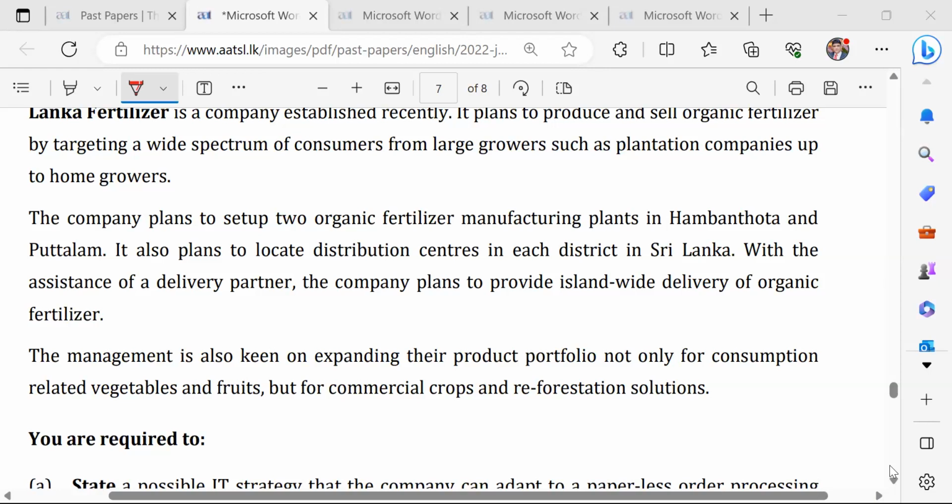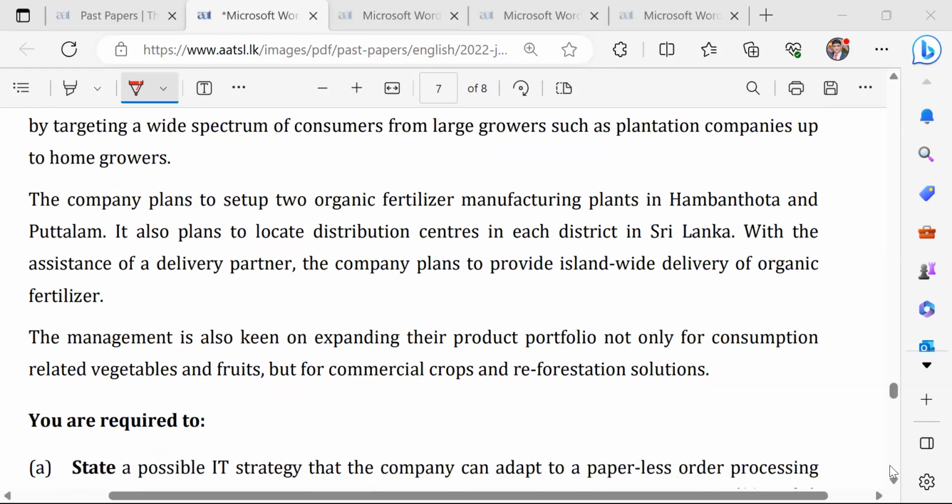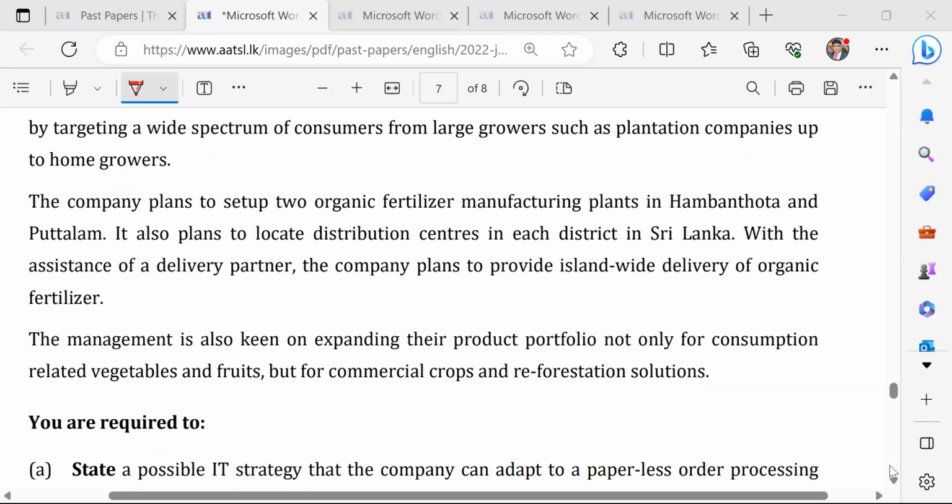With the assistance of a delivery partner, that means they are taking the service from BPO to a delivery partner. The company has to provide island-wide delivery of organic fertilizer. That means they are not going to do that themselves, they are going to hire that, right? The transport and logistic process is outsourced. Can you remember the travel and logistic process?